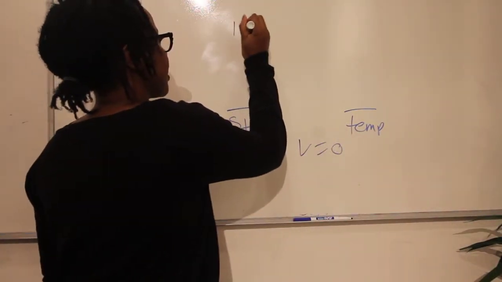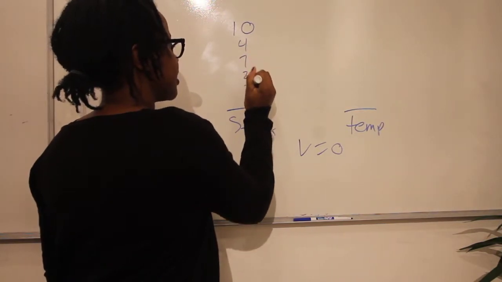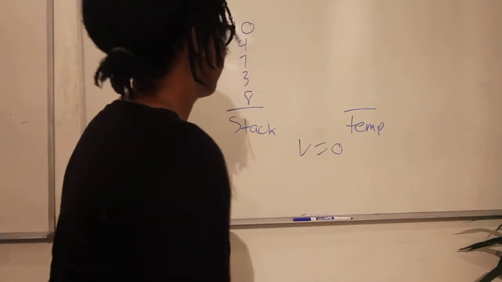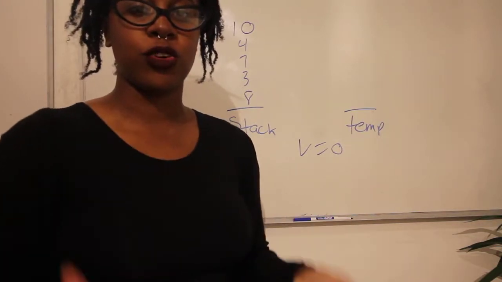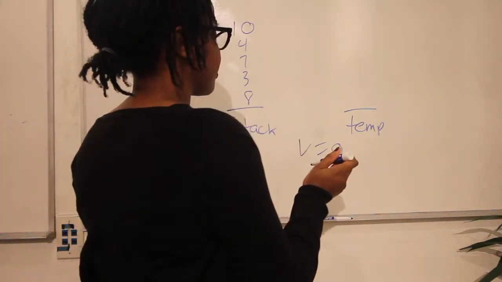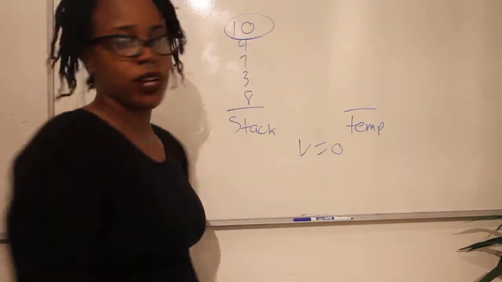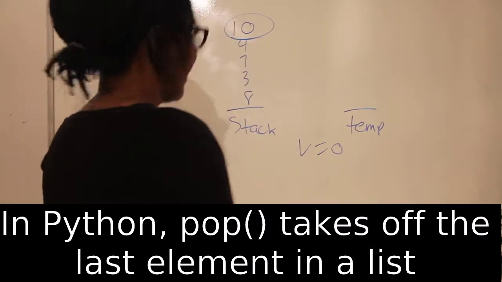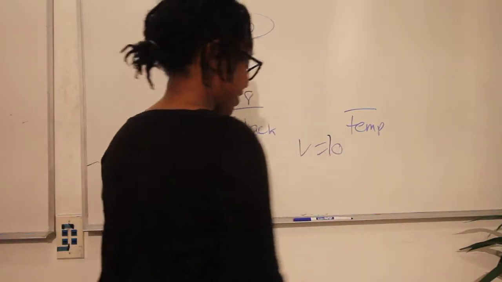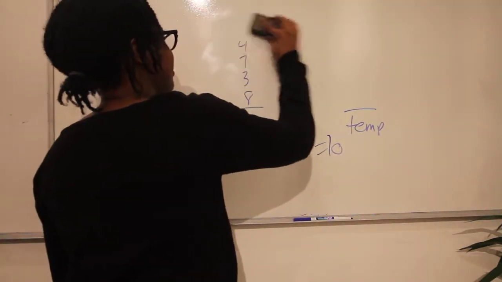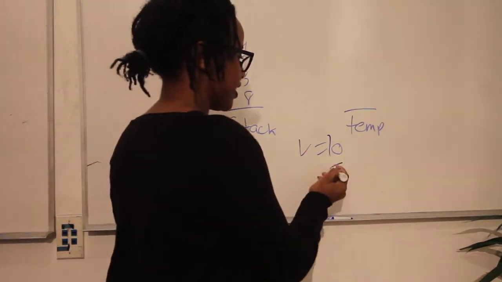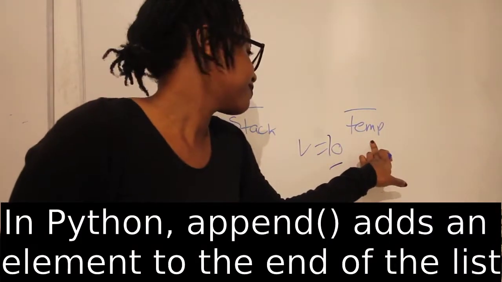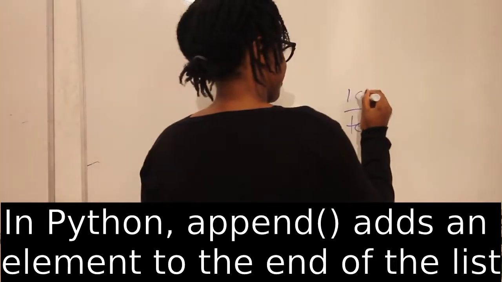Then we have our initial list, 10, 4, 7, 3, 8 or something like that. This is the list that you saw earlier. We have the stack and we want to sort it in ascending order. So we're going to have the 10, and we're going to pop the 10 off with Python's built-in pop, store it into v, and then append it to the temporary stack. So here we have 10 right here.